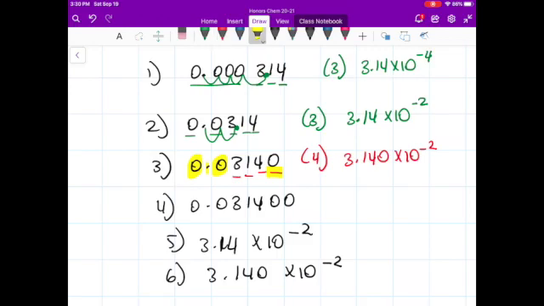How about the next one? These 2 zeros are placeholders. These 2 are significant because we have a decimal point here. So we have 1, 2, 3, 4, 5 significant digits. A better way to write this would have been 3.140 times 10 to the negative 1, 2.